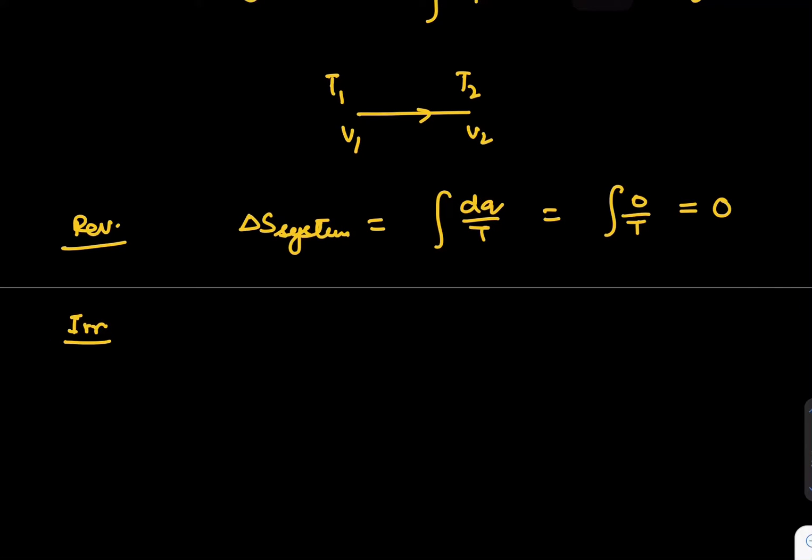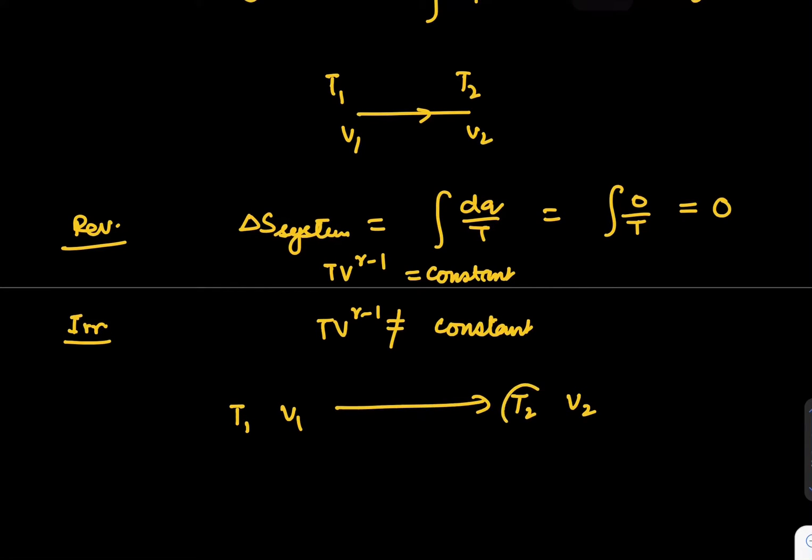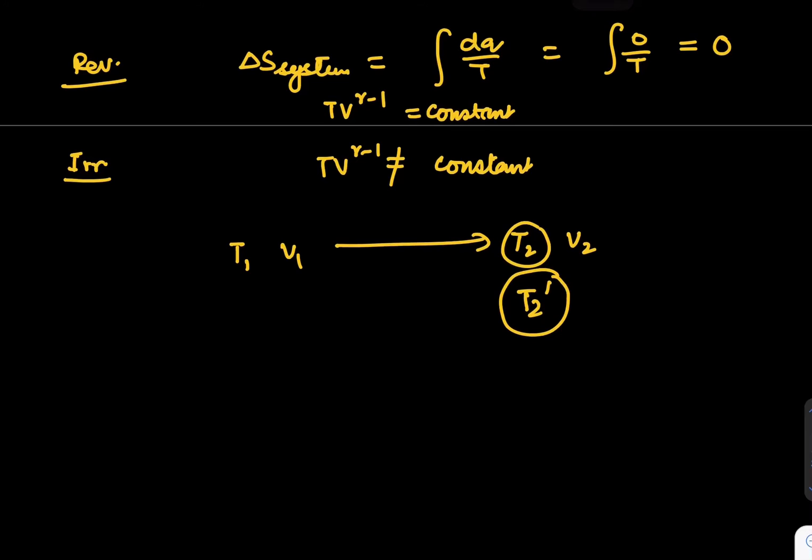Now try to understand: for reversible cases, the result that we use, TV to the power gamma minus 1 is constant, is not applicable for the irreversible case. So if I ask the same question with T1, V1 values and T2, V2 as the final destination, this T2 will not be T2 in the irreversible case, it will be some T2 prime. What people get confused about here is that the delta S system for reversible and irreversible should be the same, which is not true. Because in the reversible case, the term integral dq upon T, which is actually the integral of Cv dT upon T plus R dV upon V, comes out 0 because these two terms match.